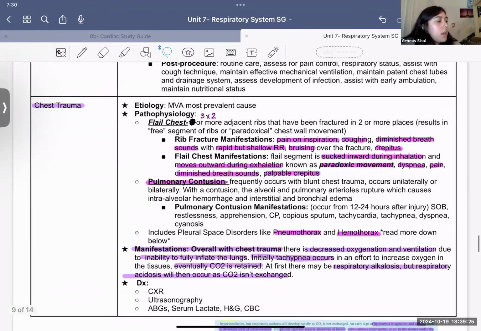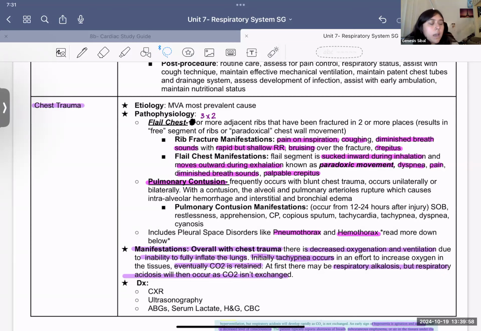So for chest trauma, motor vehicle accidents are probably the most prevalent cause. This goes under multiple things. So chest trauma, this is just an overall category, right? Flail chest, pulmonary contusions, and then pleural space disorders like pneumothoraxes or hemothoraxes. Those are the three that go under chest trauma, really. You'll see a flail chest, a pulmonary contusion, so you just had something happen to you with the chest trauma, obviously probably not good, and it can lead to a pleural space disorder like a pneumo or hemo.